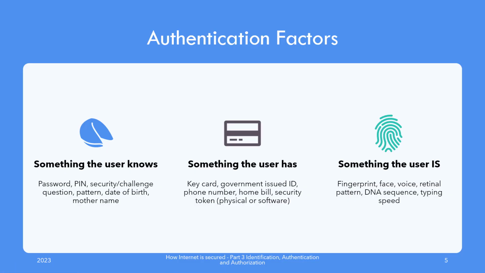There are three broad categories of authentication called factors of authentication. They are something the user knows, for example, passwords, PIN, security challenge question, pattern, date of birth, mother's name, etc. Something the user has: keycard, government issued ID, cell phone, security token, physical or software. And something the user is, for example, fingerprint, face, voice, retinal pattern, DNA sequence, eye color, typing speed. Location and time can also be considered as additional factors.